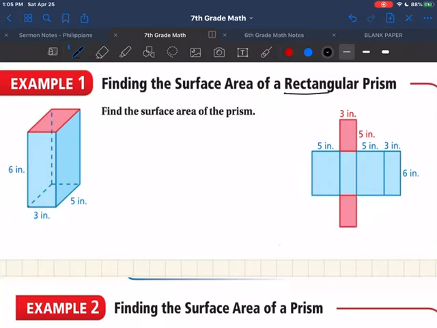Okay, so we're going to find the surface area of a rectangular prism. It is a rectangular prism because this is rectangular, and that is our base, and there's another base. These are our bases, and they are rectangular. Therefore, it is a rectangular prism.